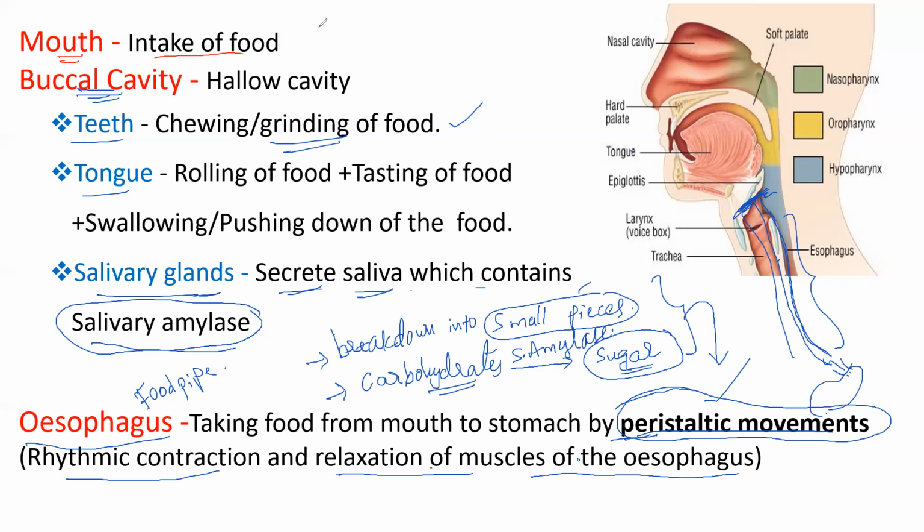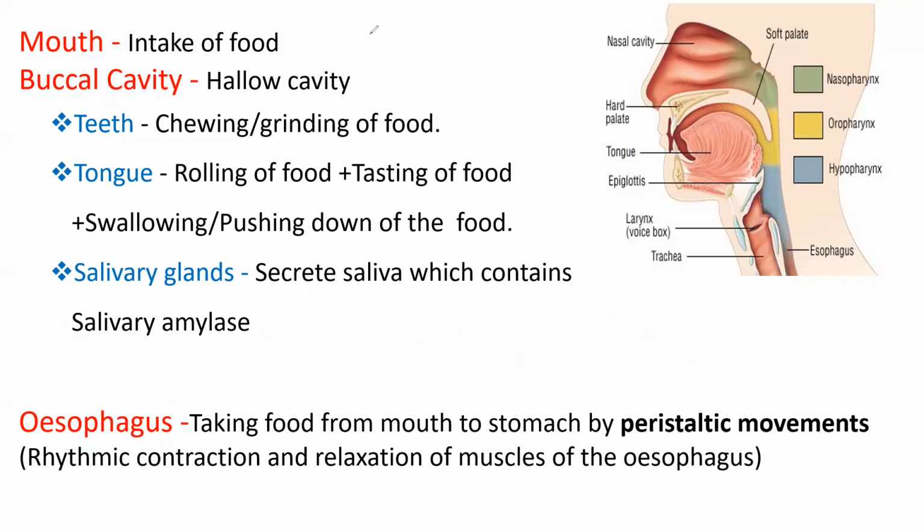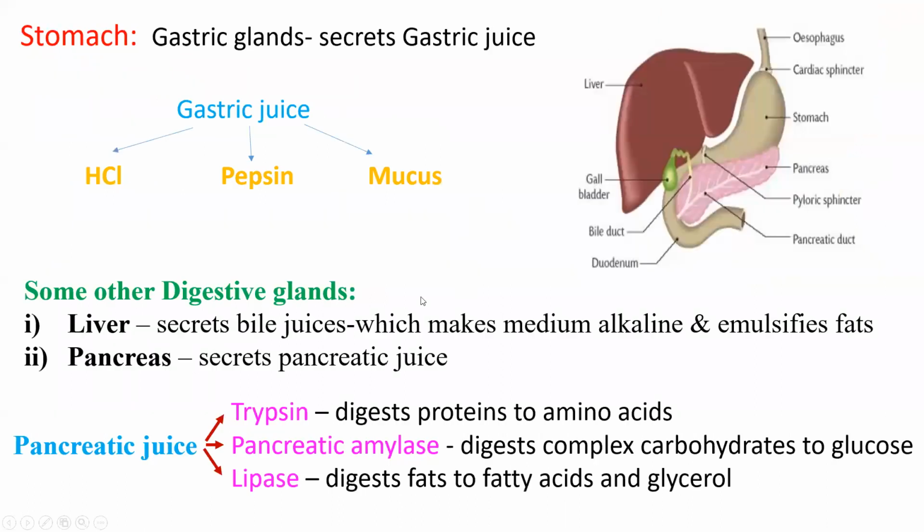And one more thing to remember, you can see in the diagram, in the next slide, the food entering. Here is the oesophagus, and clearly you can see the pipe. Then here there is one muscular ring. That muscular ring is called the sphincter muscle, the cardiac sphincter muscle.